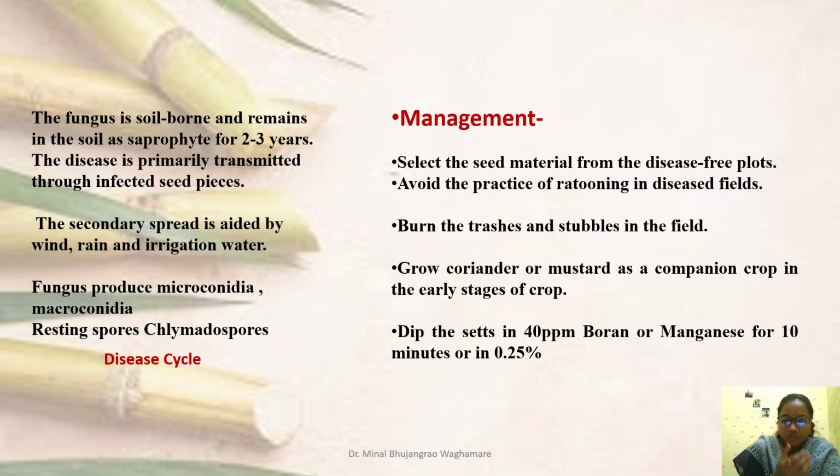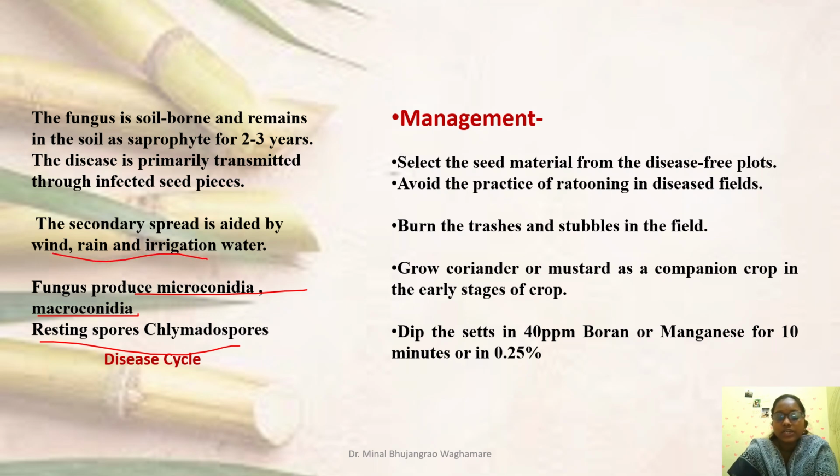In this sugarcane wilt, basically three kinds of spores form. First, the resting spore is the chlamydospore. When there is an unfavorable condition, the chlamydospore rests inside the soil, and whenever a favorable condition or a host becomes available, it germinates again and leads to the disease cycle. The other spores produced by this fungus are microconidia and macroconidia, which lead to secondary infection via wind, rain and irrigation water.